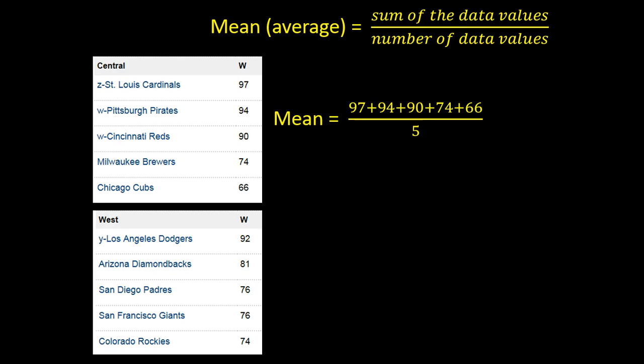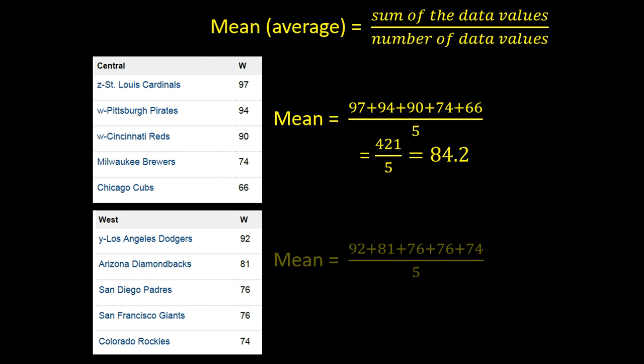So for the Central Division, the mean would be the sum of all the wins in the Central Division divided by the number of data values, which is 5 for the 5 teams, which gives us a mean of 84.2 wins for the Central Division. The West Division also had 5 teams. If we find the mean of their wins, we'll see that the West Division had a mean of 79.8. So if we're comparing the two divisions and trying to describe something about them based on the mean, we could argue that the Central Division was a better division because the mean number of wins was greater in the Central Division.